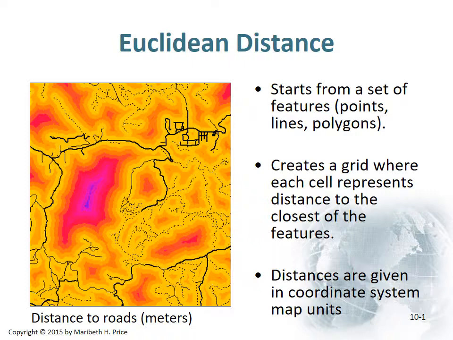So that's why we have these different bands around the roads and between the roads, representing distance from each of the closest roads. Okay, and the distances are calculated in whatever the coordinate system map units happen to be. Typically, again, the most common that we use are meters or feet. So each of those color bands out there represents a different major distance from the closest road.